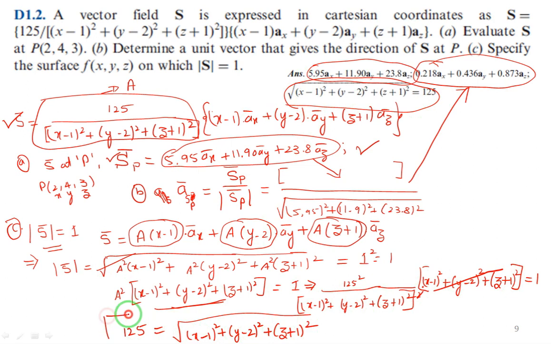So this is the surface in terms of x, y, z. This is the general surface where the magnitude of the s vector will be 1. This is the answer, right? Part C. So you can tally the answer here from the textbook. Under root of x, this is the answer. Okay, I hope you understood the problem based on the vector field.